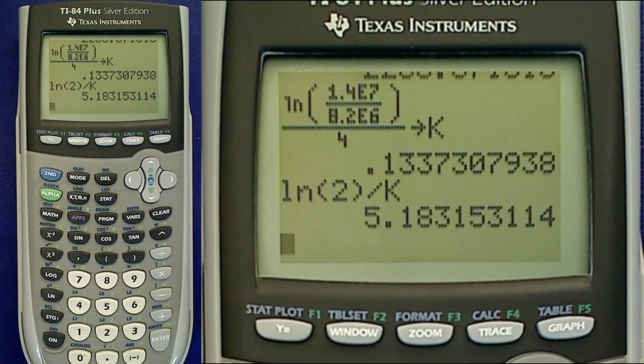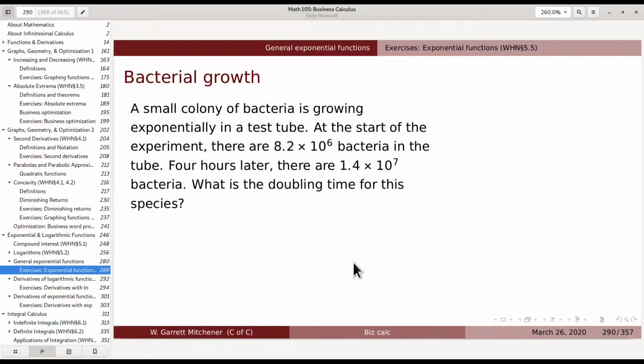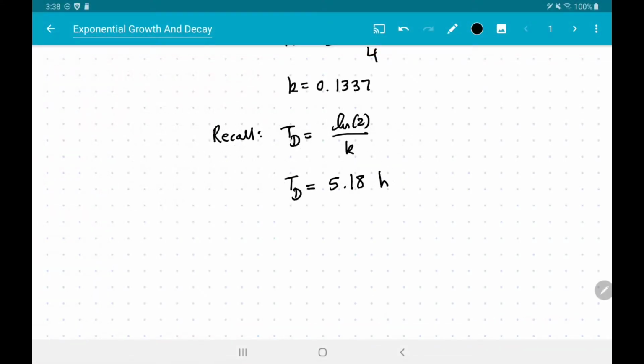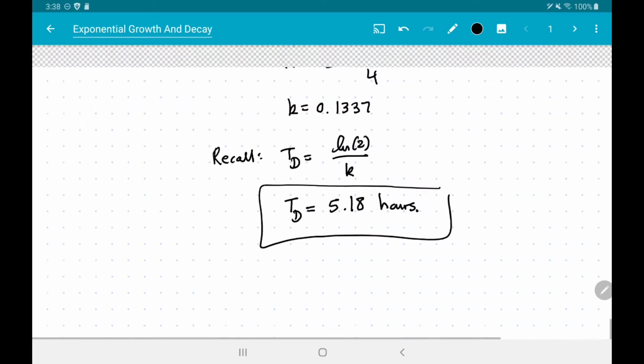5.18. Now as to what units this is in, if you look back at the problem statement, all the times that we were given were in hours. Well, there's really only one place here, 4 hours later. So that means time is measured in hours, which means that when you do this doubling time calculation, the result is going to come out in the same units. So that comes out in hours. So that's the answer that we're looking for. The doubling time is 5.18 hours.